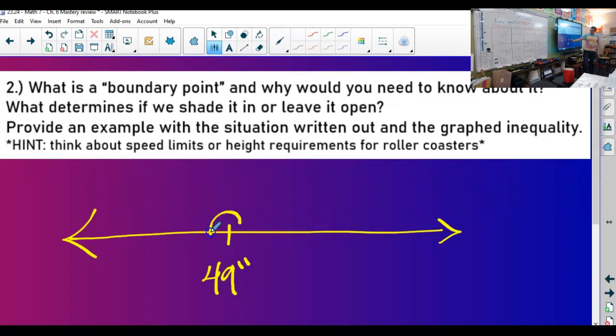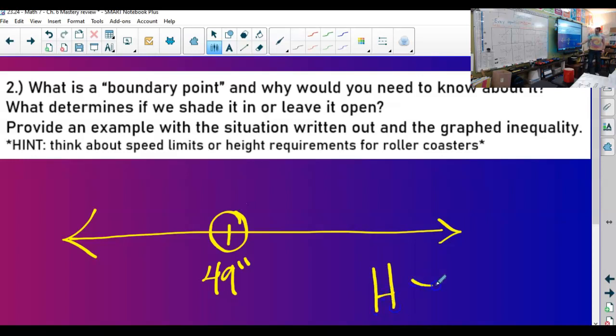So then you need to talk about what you're going to shade and why, explaining it somehow. So am I going to shade in this dot? Why or why not? Am I going to shade left or right? Why or why not? That's what you need to talk about here. So boundary point, you've got to give me an example. And guys, it needs to be a comparison. So here, if we're talking height, you might make your comparison.